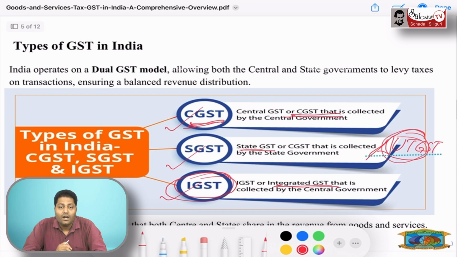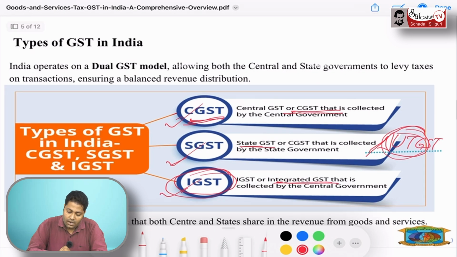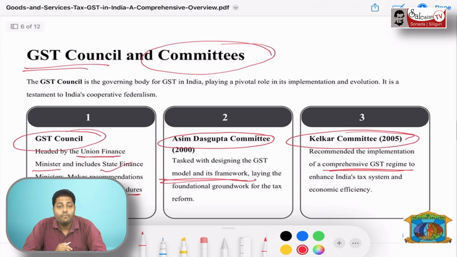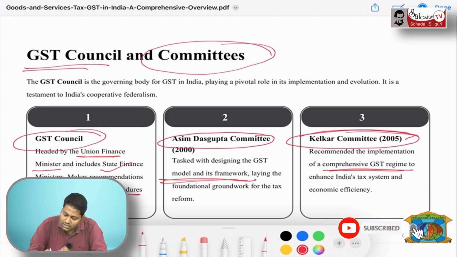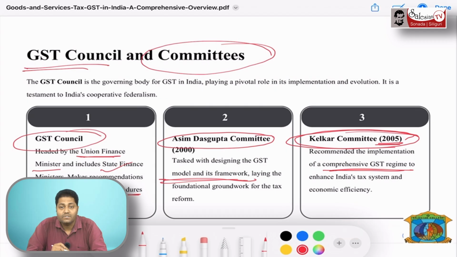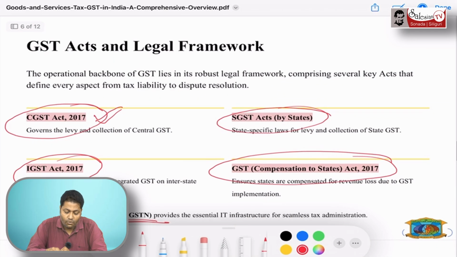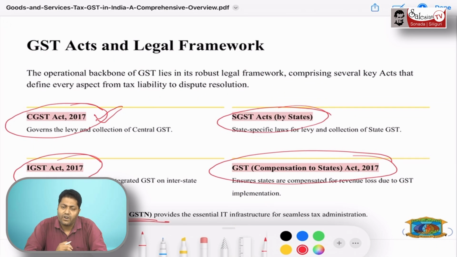Next, we have studied the types of GST in India, that is CGST, SGST, IGST. Hope this is clear to you. We have studied about the GST Council and committee. The committee which recommended this was the Kelkar Committee. Don't forget, see the date, that is 2005. Before that also committees were there, but the Kelkar Committee is very important. Next, we have studied the GST Act and legal framework. This is very important. You should know the Acts: CGST Act, SGST Act, IGST Act, and Compensation to States Act.